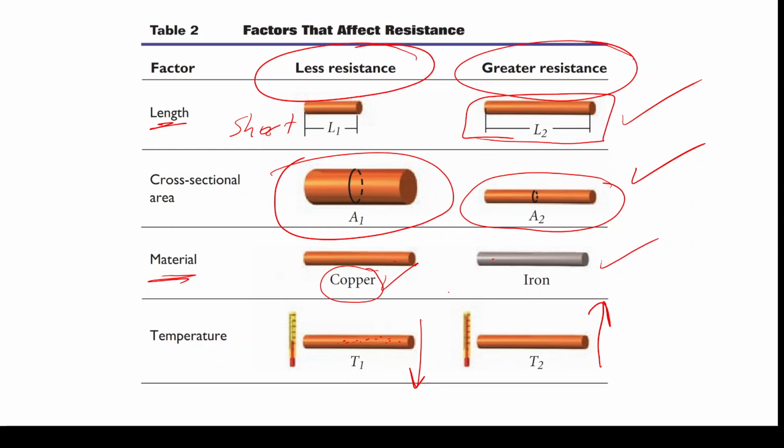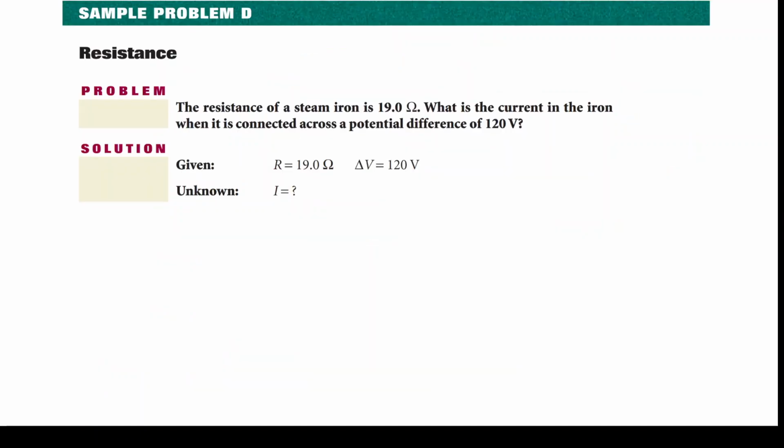Less temperature, less resistance. And that's why, if you remember, we said superconductors only exist in extremely low temperatures, because the lower the temperature, the less resistance, the more conductivity. That's why you get superconductors in that case. So definitely understand this table. Very important. All right, let's solve a question.